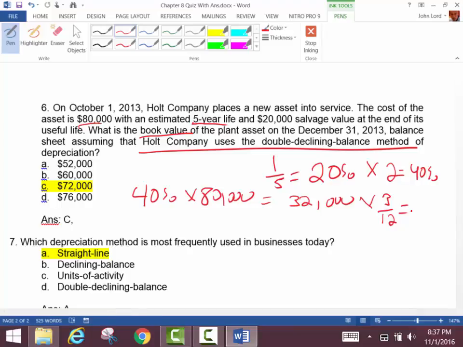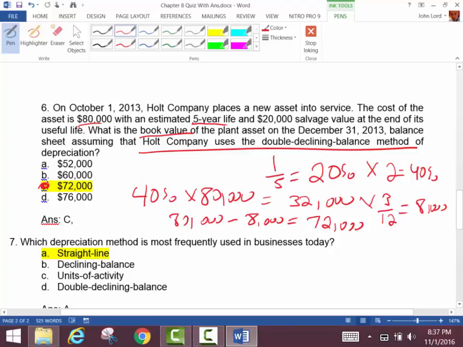8,000 is my depreciation for year 1, right? So I take the 80,000 minus what? 8,000 of depreciation for year 1, so I'm going to start year 2 with what? 72,000, right? Is that the answer to this question?